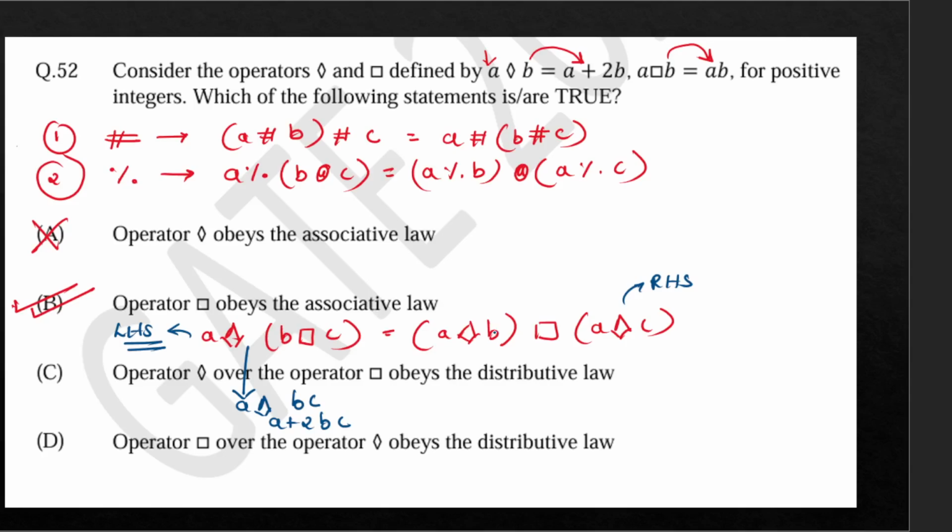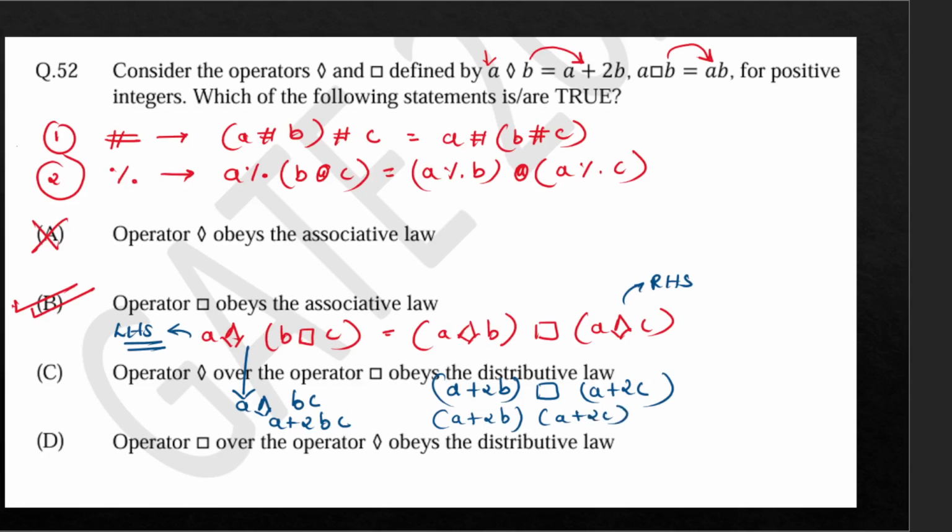Now let's verify the right hand side. So this diamond will give the answer as A plus 2B. This box will be there. After that, this will give the answer as A plus 2C. Okay. After that, the box is saying that just multiply. So we have to multiply A plus 2B into A plus 2C.